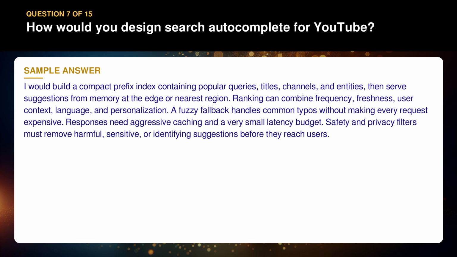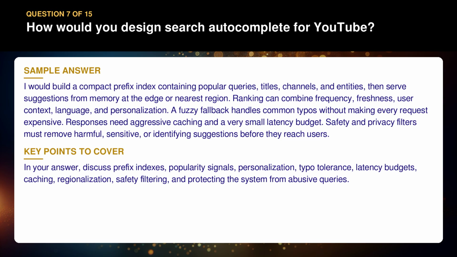A fuzzy fallback handles common typos without making every request expensive. Responses need aggressive caching and a very small latency budget. Safety and privacy filters must remove harmful, sensitive, or identifying suggestions before they reach users. In your answer, discuss prefix indexes, popularity signals, personalization, typo tolerance, latency budgets, caching, regionalization, safety filtering, and protecting the system from abusive queries.